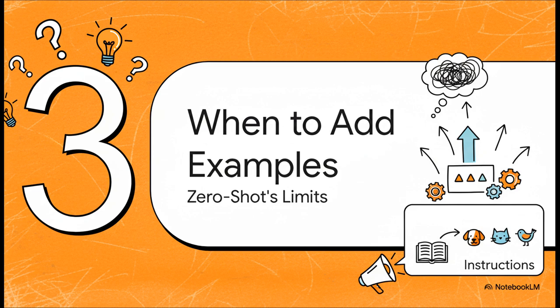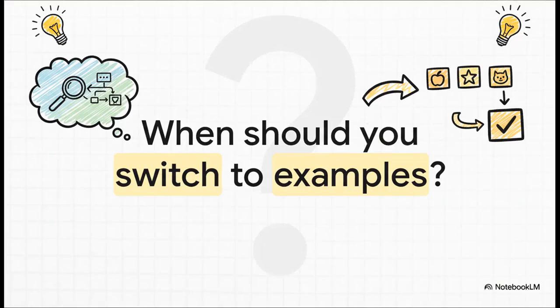Okay, so we know zero-shot is incredibly powerful for common tasks, but it's not a silver bullet. It's a fantastic tool, for sure, but it's not the only tool in your toolkit. And knowing when to switch gears is just as important as knowing how to write a great instruction. And that brings us to the really crucial strategic question. When is a pure instruction just not enough? When do you need to stop telling the AI what to do and start showing it with a few examples? This is when you really level up from just being a user to being a true AI collaborator.